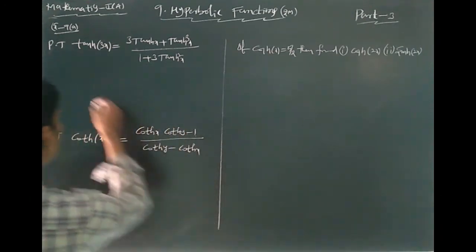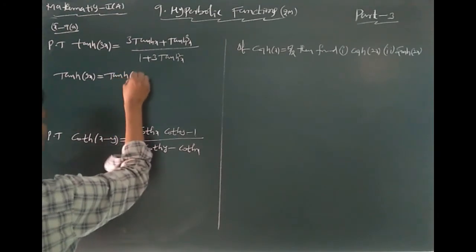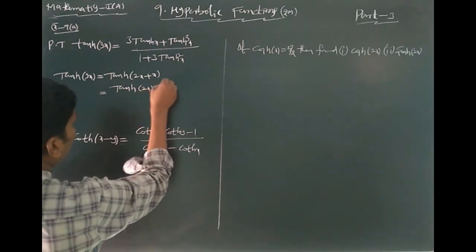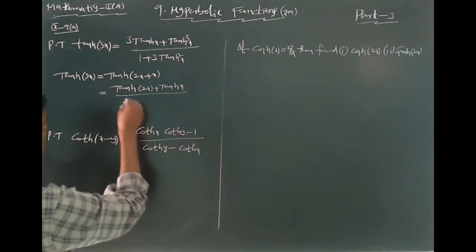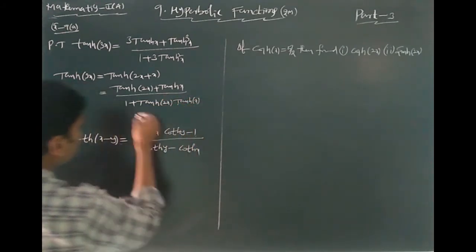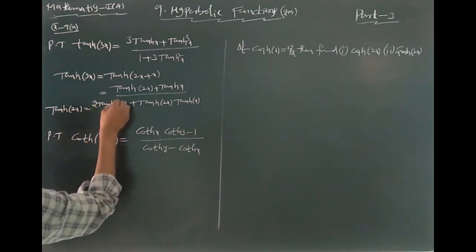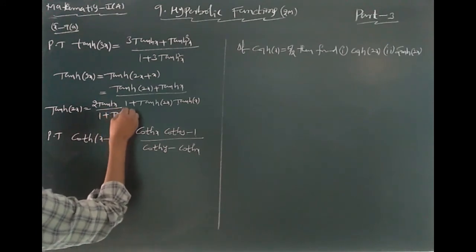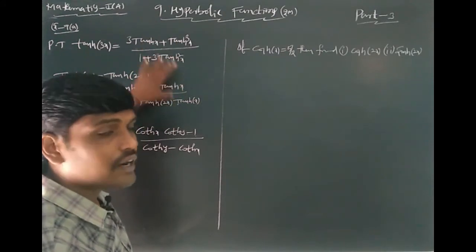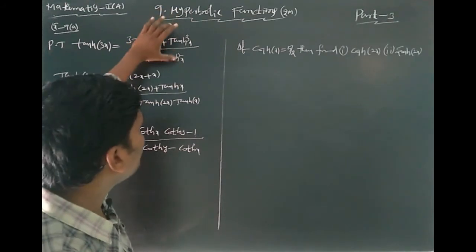First we have to take the LHS part, tan h of 3x. You can write this one as tan h of 2x plus x. You can write tan h of 2x plus tan h of x, all by 1 plus tan h of 2x into tan hx. After that we can use this formula, tan h of 2x equal to 2 tan hx by 1 plus tan h square x. You can write in place of tan h 2x, you get this answer. In this problem, some hint is given. You can use this hint and formula. You can find the first one.